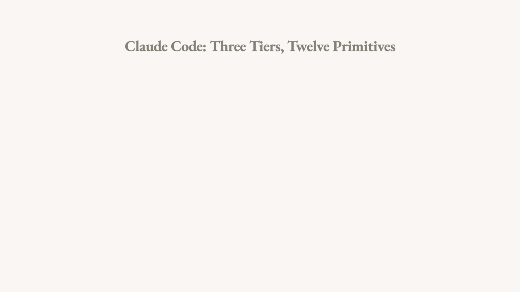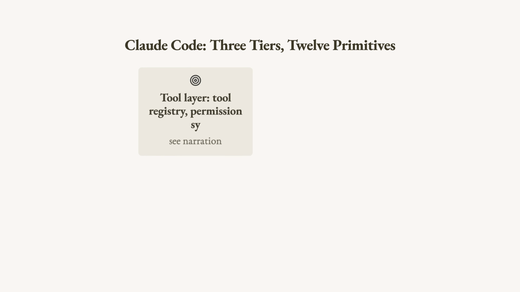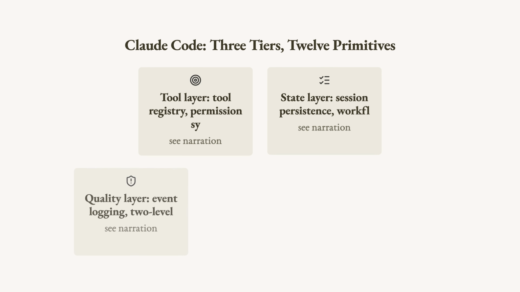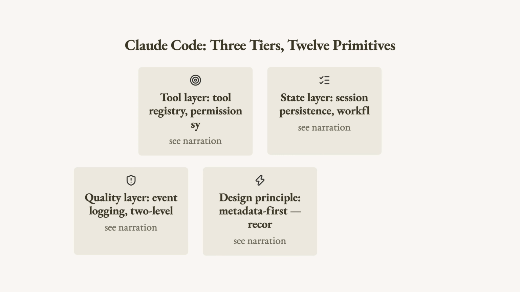Claude Code is built on 12 architectural primitives organized into 3 functional tiers. The tool layer, what Claude can do; the state layer, what Claude remembers and tracks; and the quality layer, how Claude verifies and audits its own work. The most instructive design principle is metadata first. Claude Code reads and writes metadata about operations before executing them. This is how it can resume sessions, undo changes, and audit actions after the fact.